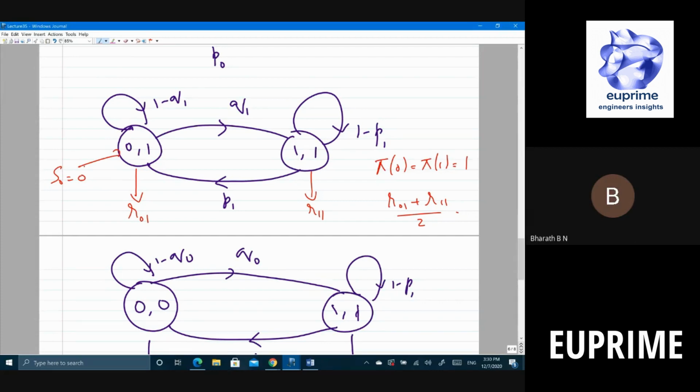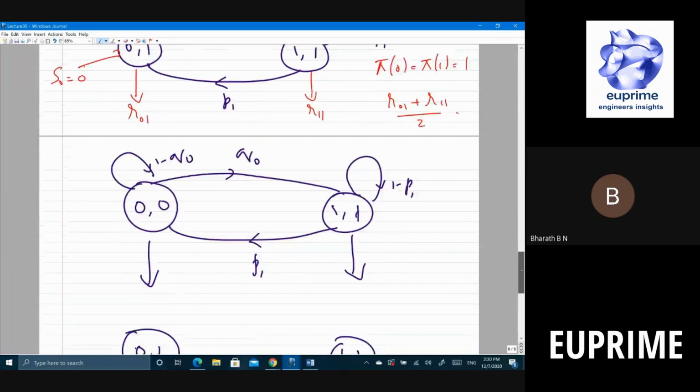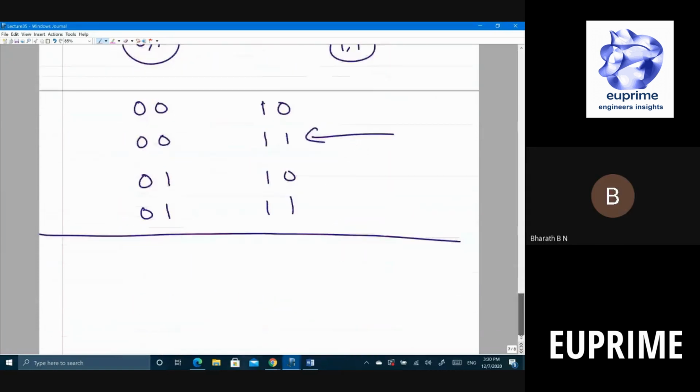Is that fine? Yes, sir. So that's what happens. Half the time you are going to spend in state 0, in which case you get R01 as the reward. Half the time you spend in state 1, in which case you get R11 as the reward. So the average reward will be the sum by 2. It's as simple as that. But in general, you have to compute the average reward. Is that fine?